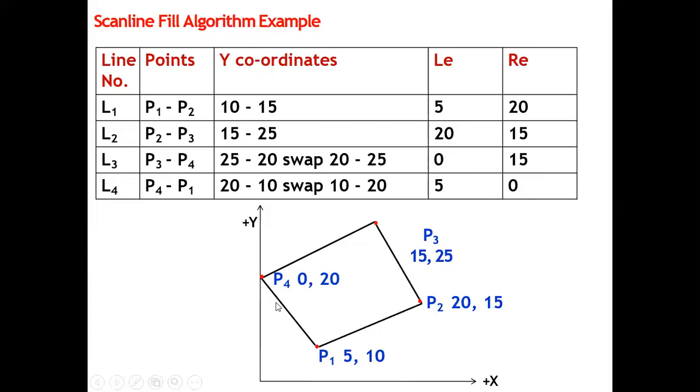Then the last line is from P4 to P1, right? So here also I'm moving from top to bottom, so I need to swap the points. If I swap the y values, then I have to swap the x values also. Because 5, 10 and 0, 20, I have to start from 5, 10 to 0, 20. So I'll be getting 10 and 20. Once I get 10 and 20, what is the left end point? Left point is 5, right end point is 0. So I have to go from 5 to 0. Like this, we have to find out our y min, y max, and the left end point and right end point which we have to traverse.